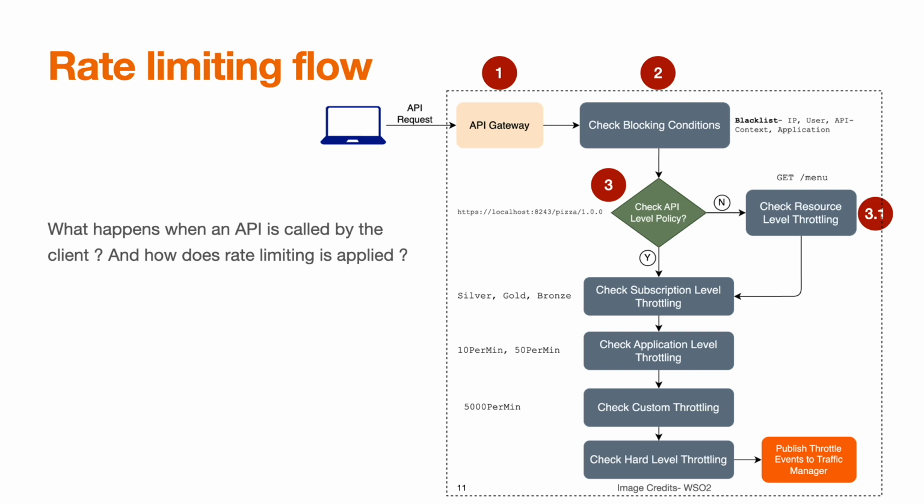For example, there is an API which has a context of a menu, so it could check whether there is a throttling policy on the resource level. Then it checks the subscription level throttling, which is silver, gold, and bronze, as we have seen. Then it goes to the application level throttling. So the per token quota, as we have seen, could be 10 per minute, 5 per minute, or 50 per minute, and accordingly it would be applied. Then it checks the custom throttling policy if we have created any. Finally, the hard level throttling, if there is any specific condition for which we have applied hard level throttling, will be applied last. Then it publishes the throttle events to the traffic manager. So this is an end-to-end flow of the rate limiting policies, which get triggered in a series of events in a chronological manner. So that's all for this session.